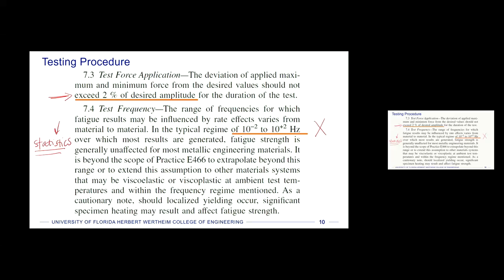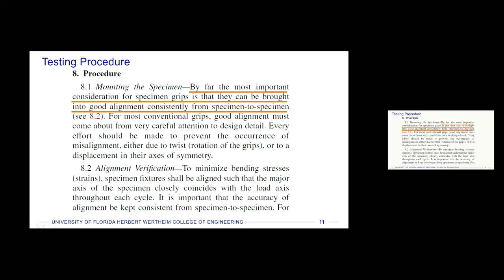But if you go into other materials systems, or you go too high and you generate a bunch of heat, right? You can get localized yielding, you can get strain rate effects, or if you go too slow, you could get creep. So you really want to be in this moderate range of frequencies where you're not too fast and not too slow. And so it provides guidelines for these kinds of things. And it says here under procedure, mounting the specimen, right?